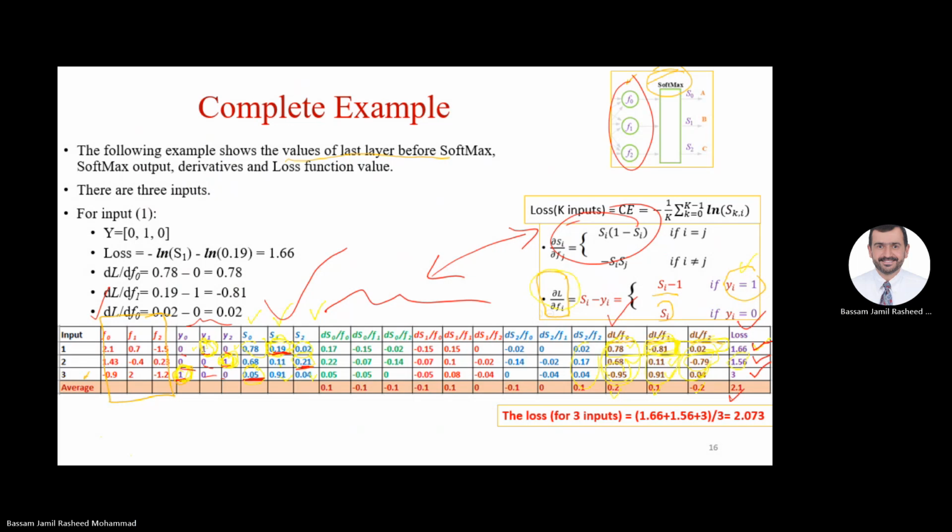Okay. Is there anything not clear about this example?